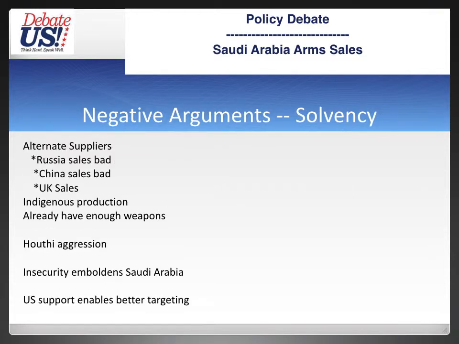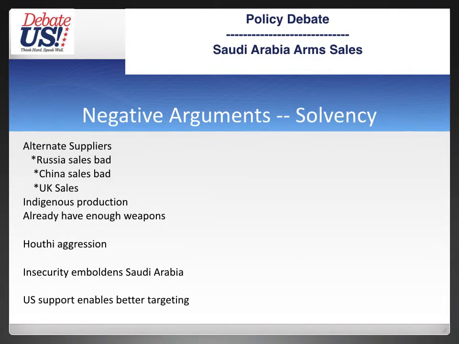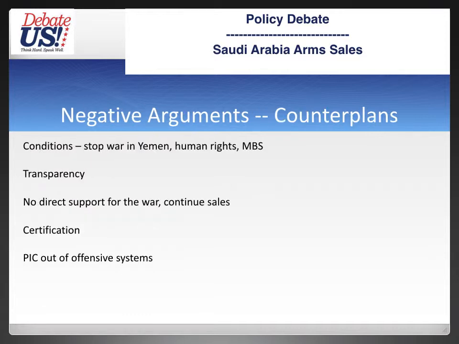And then if you just flip back to the solvency arguments, you can use things like Houthi aggression as a net benefit to the counterplan. And even a lot of these disadvantages could stay because you're essentially saying, look, we're going to maintain the arms sales over the long term, but we're just going to solve the Yemen crisis. Now, of course, this does assume that the only advantage they're really reading is Yemen. They can read other advantages, and you can debate about whether or not the counterplan would solve for those.